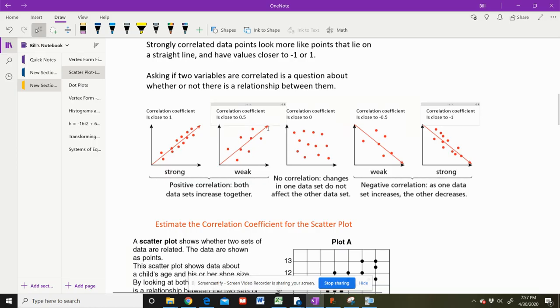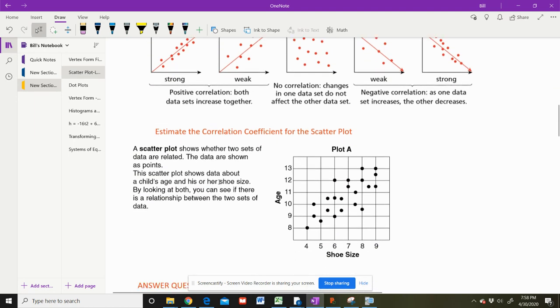These where they're pointing up have a positive correlation, but this one where the data points are off of it, it's a weaker correlation. It's about a 0.5. And this one where the data is almost right on that line, we have a strong correlation because it's pretty close to 1.